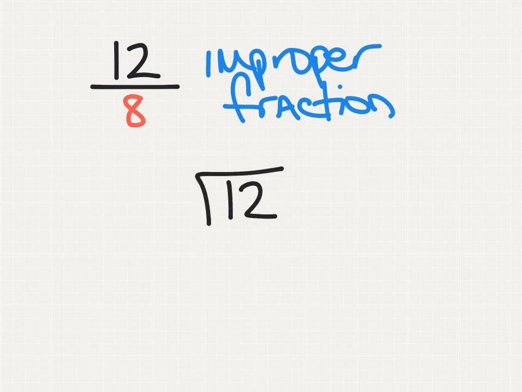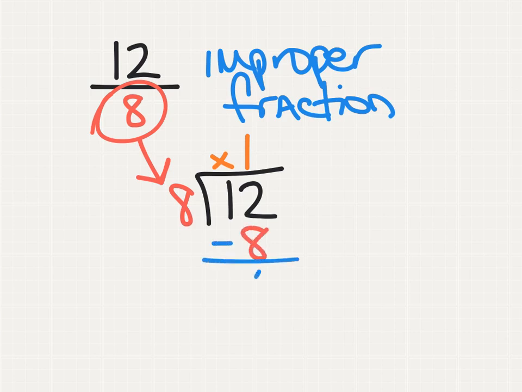12 divided by 8. The denominator always stays outside the house. 12 divided by 8. How many groups of 8 can I make from 1? Or how many times can I subtract 8 from 1? Well, I can't. But how many groups of 8 can I make from 12? The answer looks like 1. 8 times 1 is 8. 12 minus 8 is 4. When I compare, 4 is less than 8, so that's excellent.